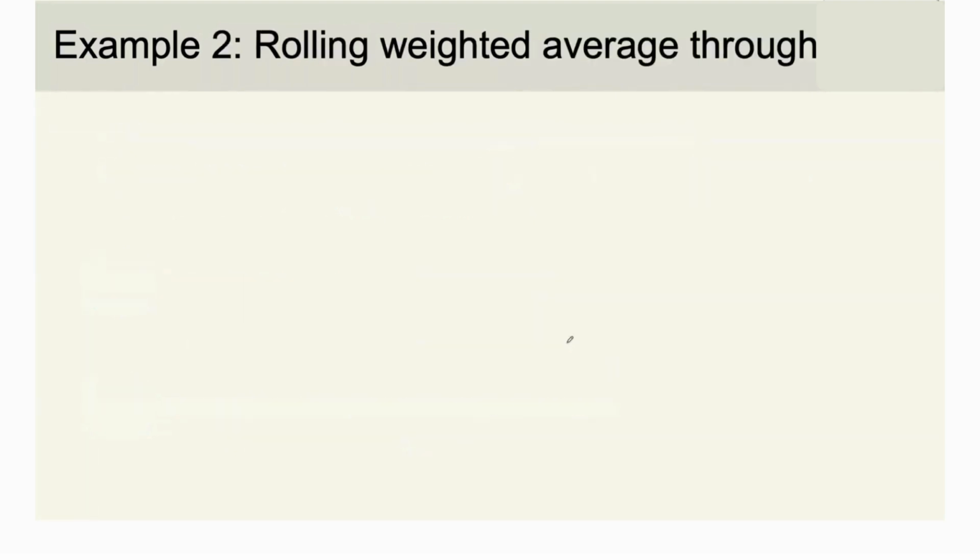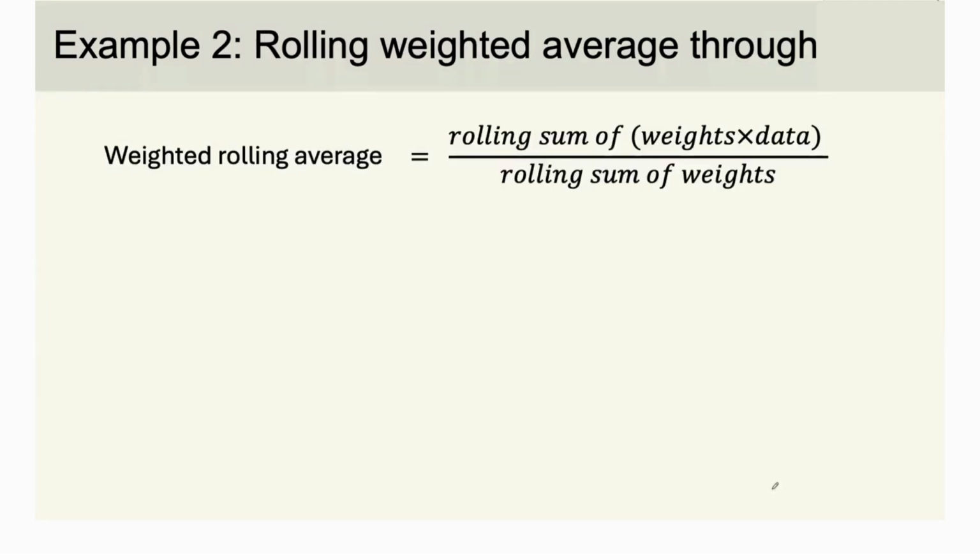Increasing in complexity slightly. This is one from Georgie Falster, looking at rolling weighted averages through time. And so a rolling weighted average can be broken into an equation of a rolling sum of weights times data divided by a rolling sum of weights. This is pretty much a weighted average. If you want to do a weighted average in another sense, you could do the same thing.